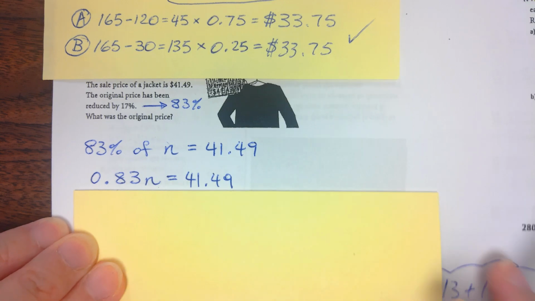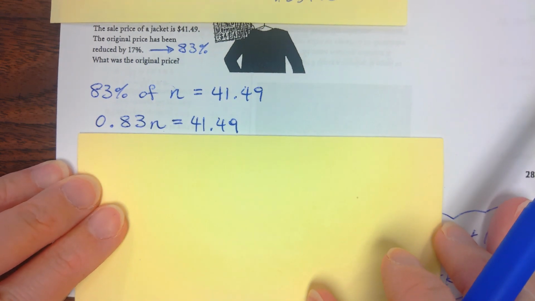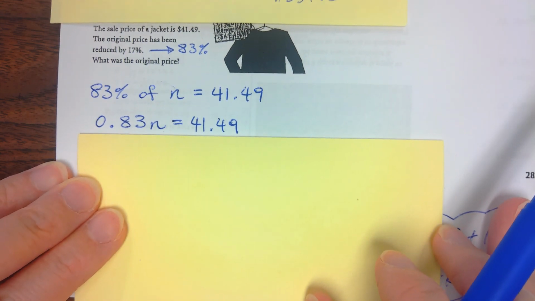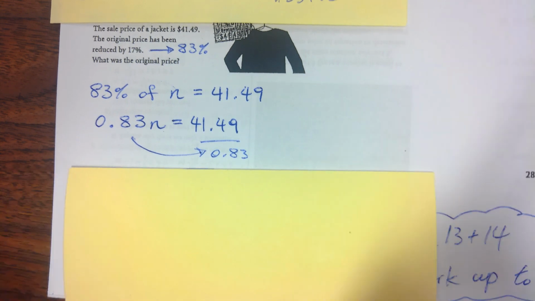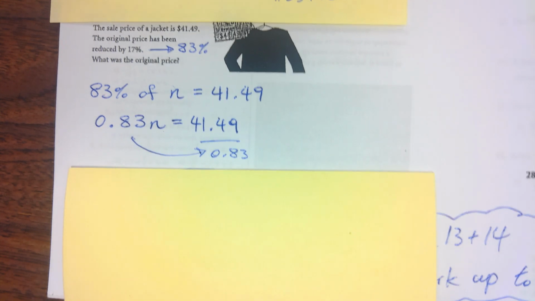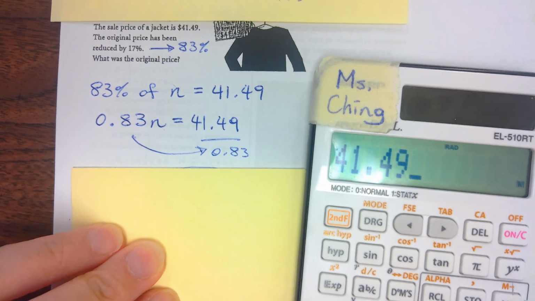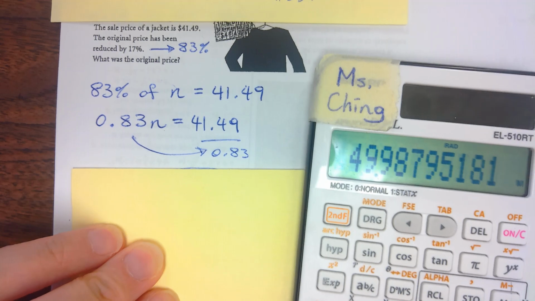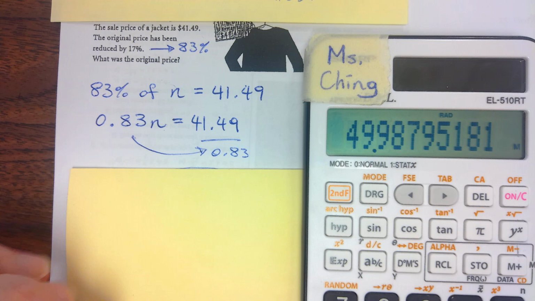And so my last step is just simply, what do I do as my last step? Casey? Divide 41.49 by 0.83. Yeah, just divide it. When I divide it, I get this as my answer. Let's grab my calculator. 41.49 divided by 0.83. I get this. So what's my final answer here? How much is that sweater?